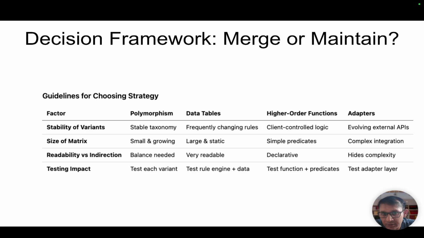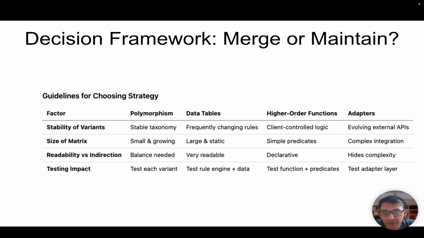If the client already controls the logic, like filtering operations or transformation pipelines, higher order functions are ideal. You're not creating new complexity, you're just organizing existing logic more effectively. If you're dealing with evolving external APIs or complex integration scenarios, adapters are the way to go. You need to isolate your code from external changes and complexity.